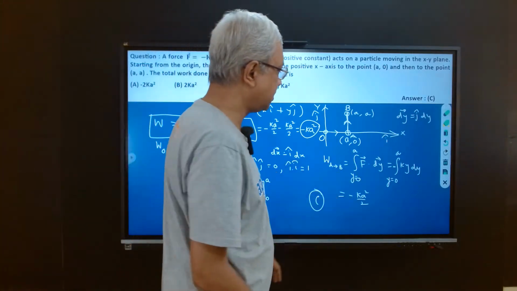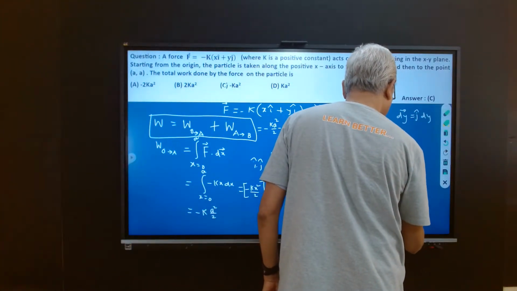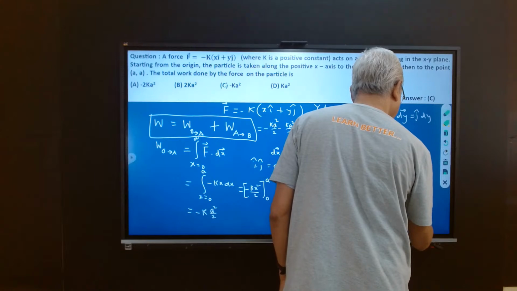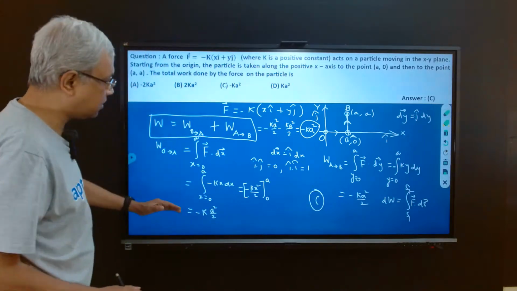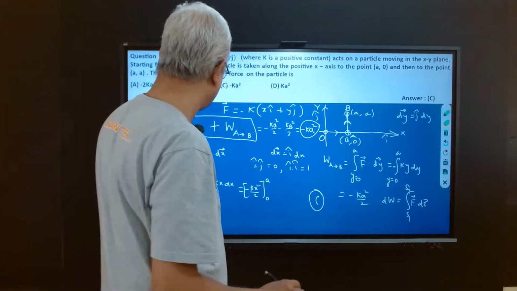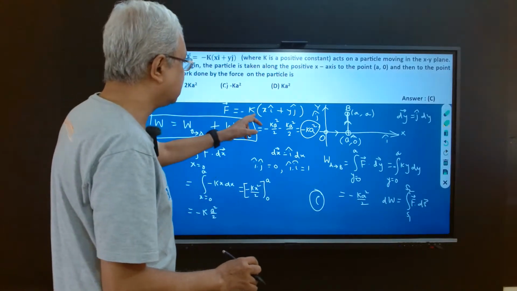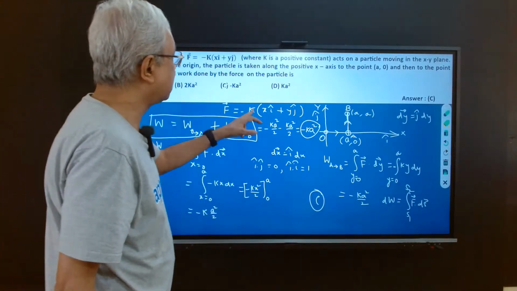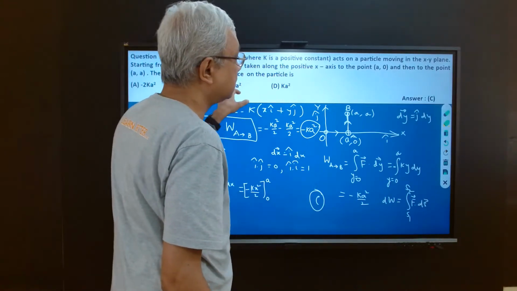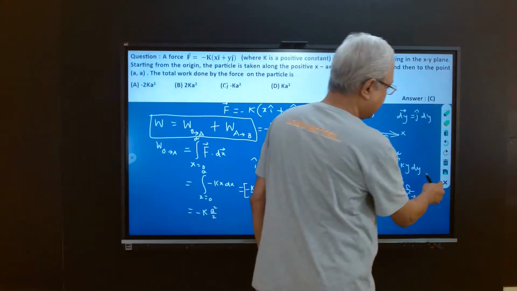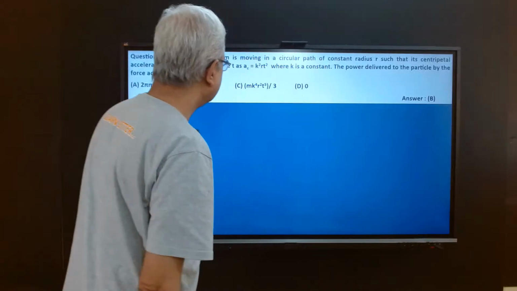Simple work is actually dW equal to F dot ds, and from initial point s1 to final point s2, evaluate these integrals. Here total work is W0 plus WAB, and separately work from W0 and WAB, and from that you could find the total work is minus k a square, which is there in C. C is the right answer. I hope it is clear. All right. Next problem.